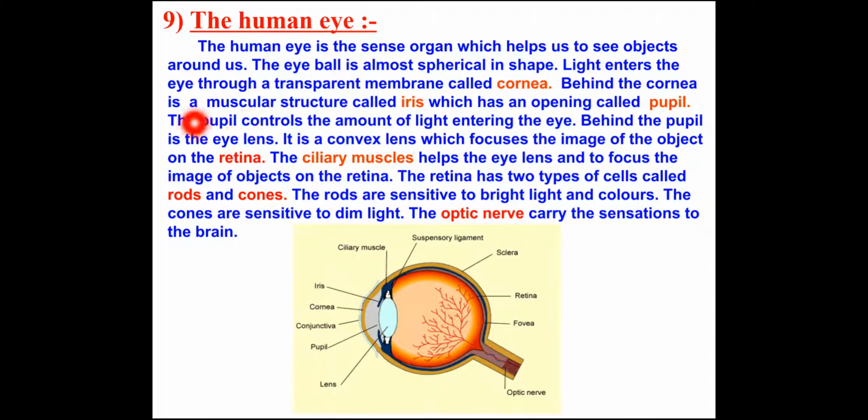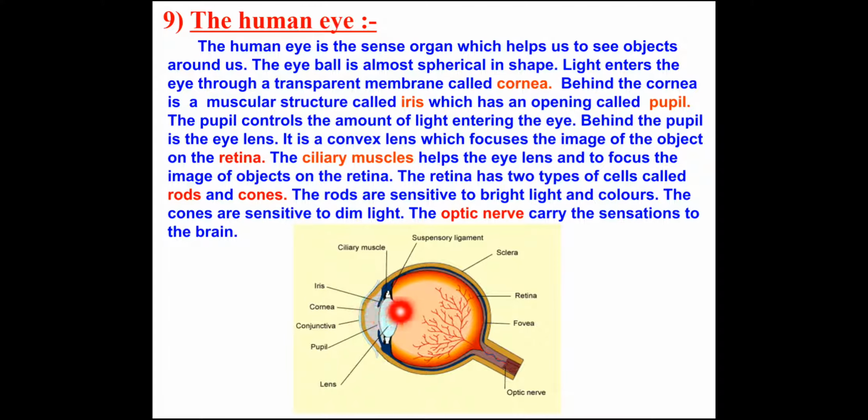Now behind the cornea is a muscular structure called the iris. If you see here, the iris is shown, behind the cornea. The iris has an opening called the pupil, which is also shown here. The pupil controls the amount of light entering the eye. This is the function of the pupil.